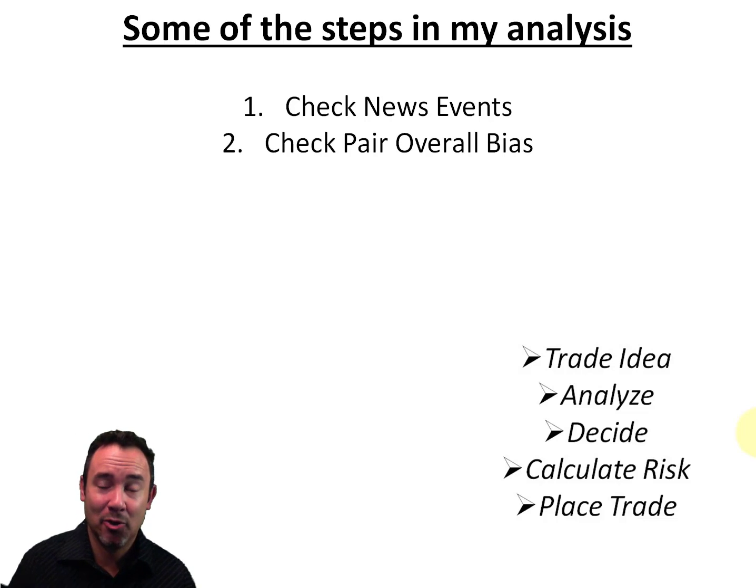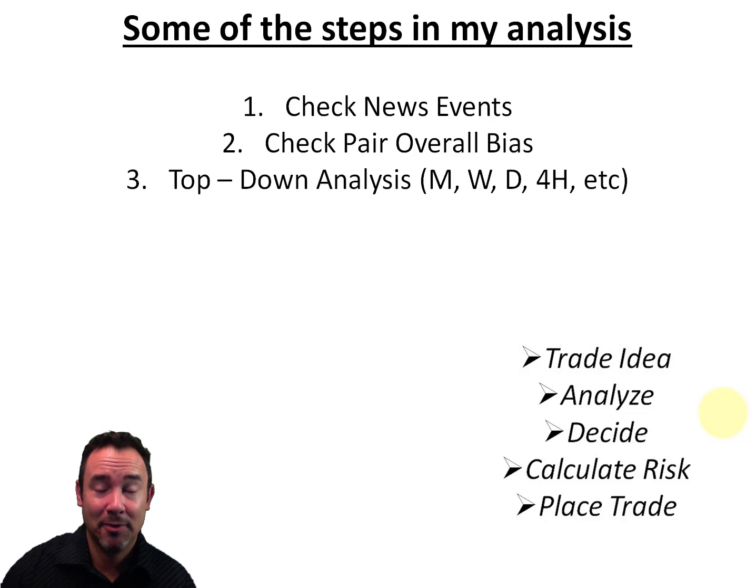Always make sure there's not any major news coming out. Number 2 is check the pair's overall bias. You want to look at other correlated pairs. If you're trading the euro dollar, look at the euro pound, look at the euro Aussie, look at those other pairs and see, like the euro yen, see what's going on. And maybe you can pick a better pair for the risk that you want to put on.